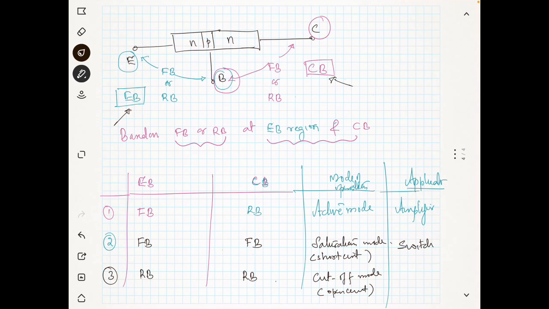So again, this is one of the properties of a switch. A switch can be a short circuit or an open circuit. So again, the application is a switch.